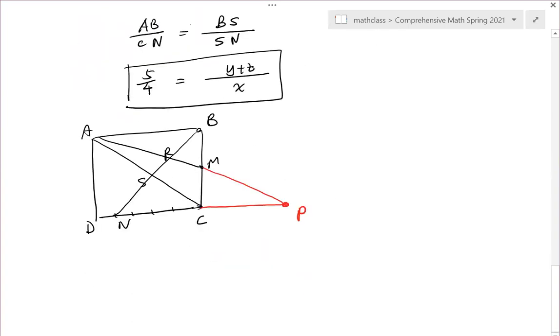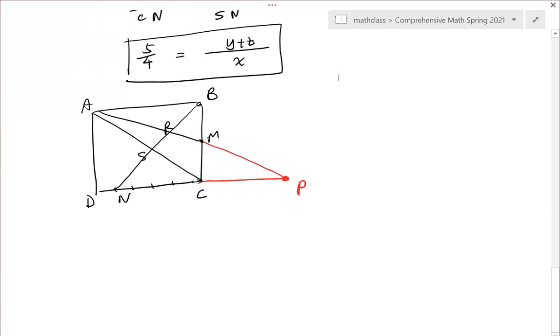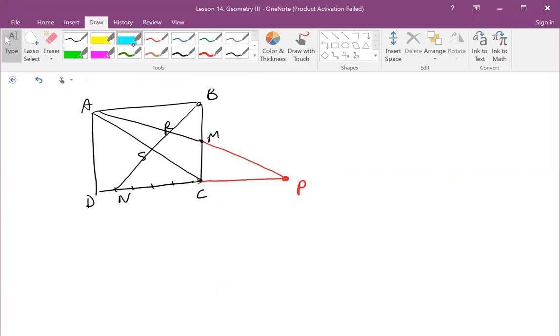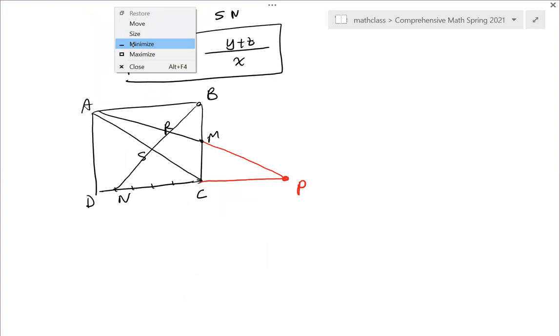All right. So now what I'm trying to do is compare those two triangles.